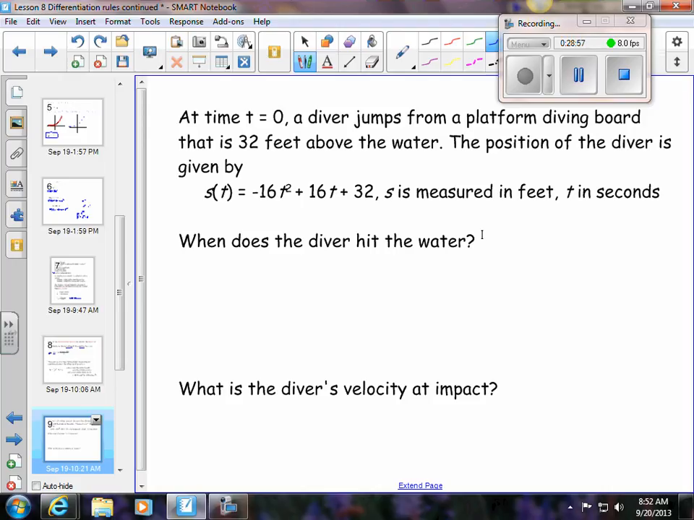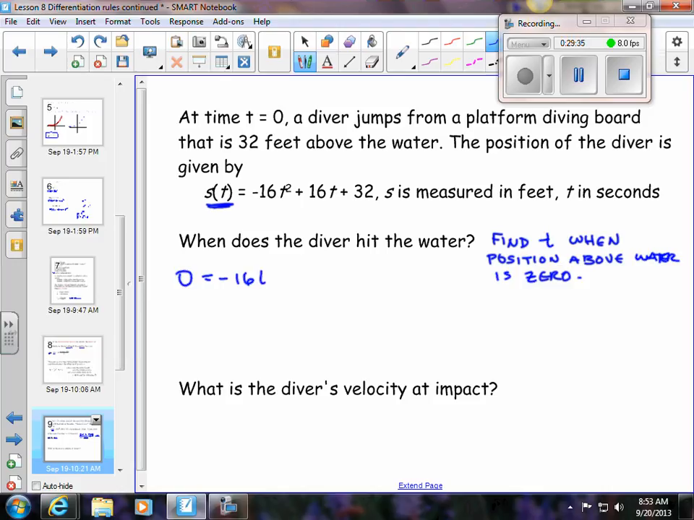Well, what this is asking me is to find t when the position above the water is 0. When the diver hits the water, the position above the water is 0. So I'm finding t by setting the position function equal to 0.